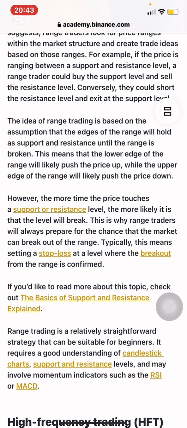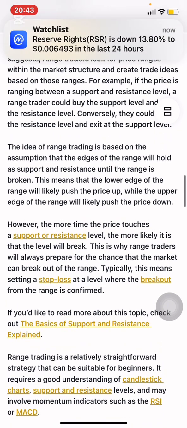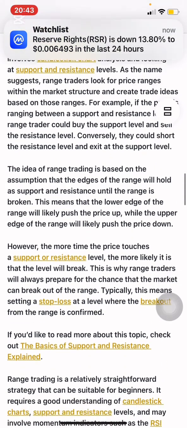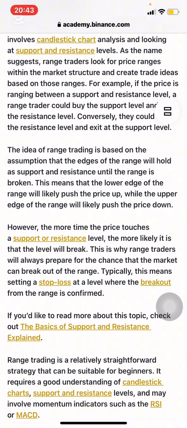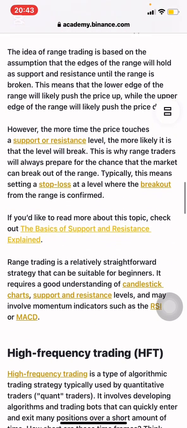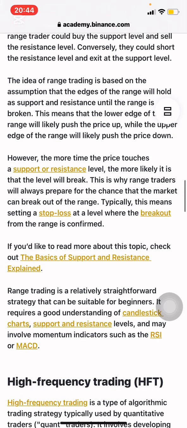So today we have looked at the second day trading strategy, which has been called range trading. So in the next episode, we are going to be looking at the third trading strategy, which will be known as high frequency trading, or abbreviated as the HFT.